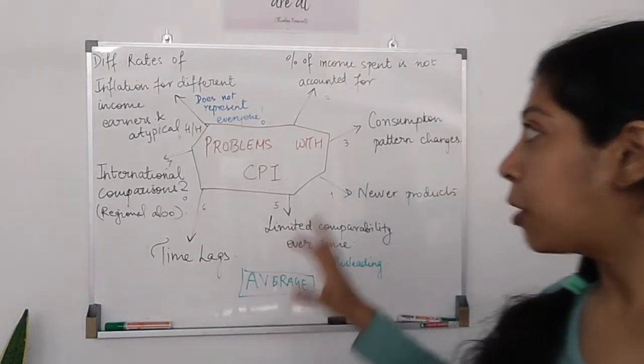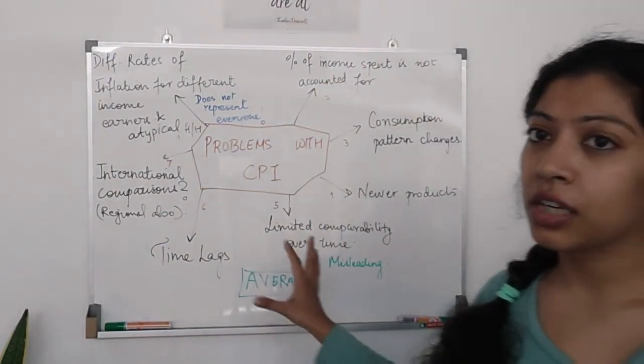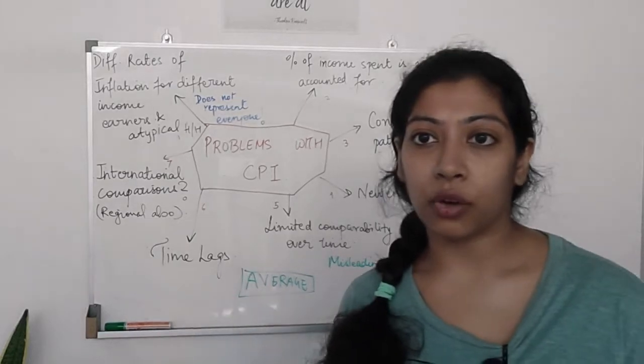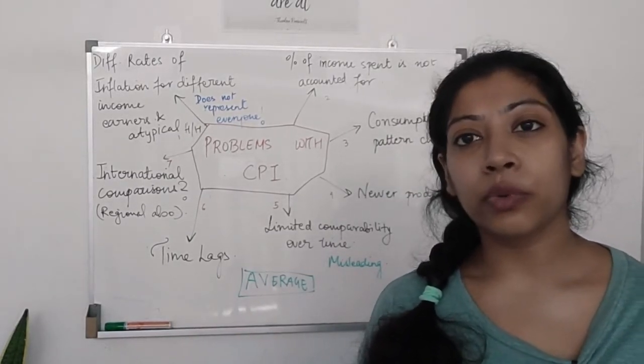So these are some of the problems with CPI. There are about 7 here, and they should be enough for you to write down a good essay question based on this.